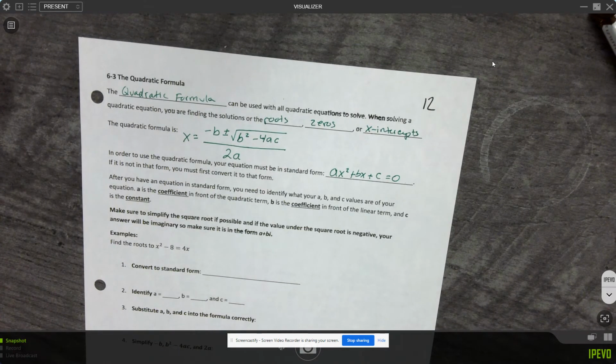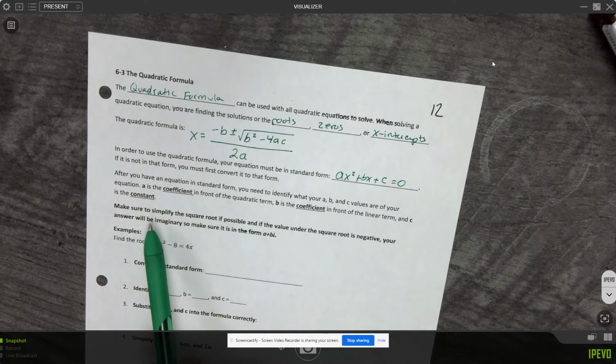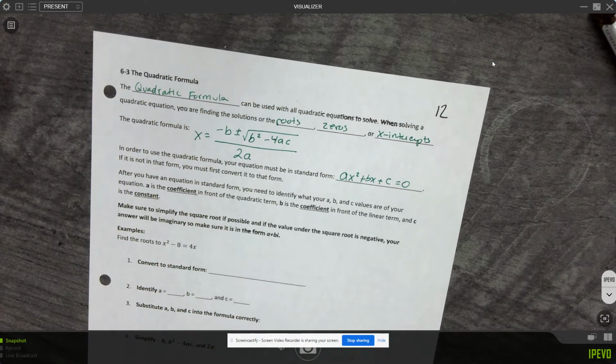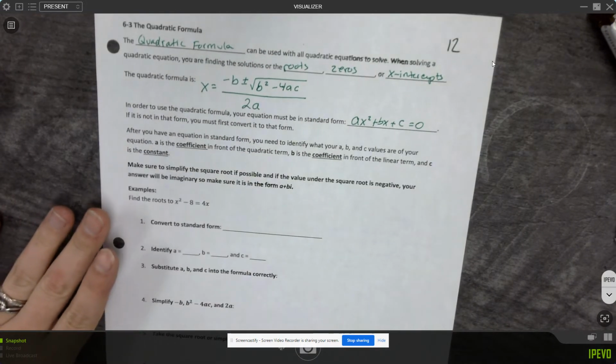You need to make sure you simplify your square root if possible. Actually taking the square root or breaking down your square root like we've done before and you did in your last lesson. Also, if there's a negative under your square root, remember that that means your answer is imaginary, so make sure it's in the form a plus bi. So let's get to some examples.